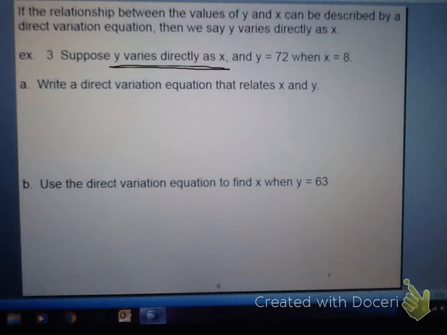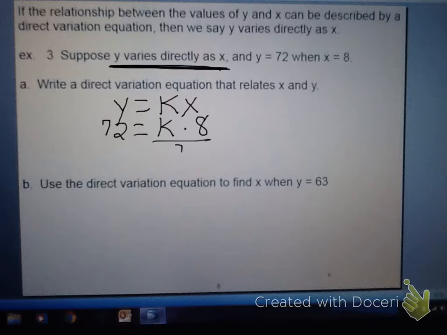Okay, right here, the fact that it says y varies directly as x means we are going to use the direct variation equation. So anytime you see that sentence, you know right away you're going to use y equals kx, the direct variation equation. Now let's plug in what they gave us. Y is 72, x is 8, so we need to find k. We're going to divide by 8. So 9 is equal to k.